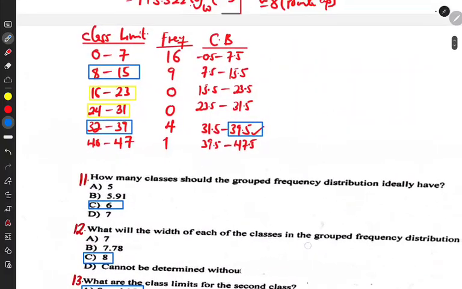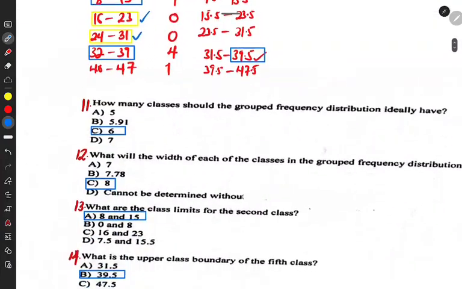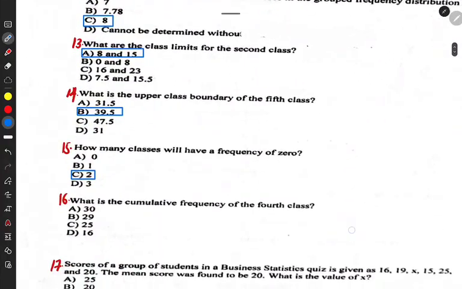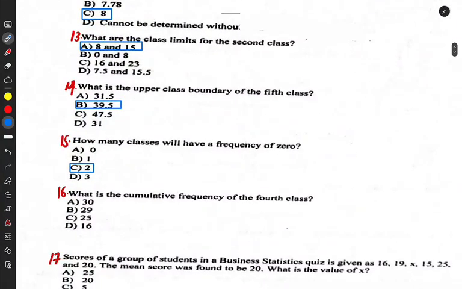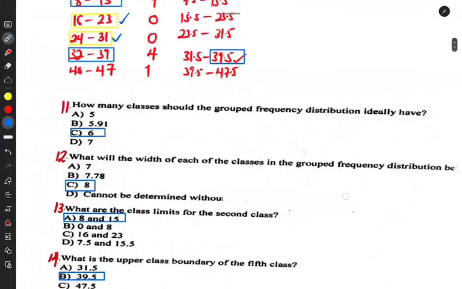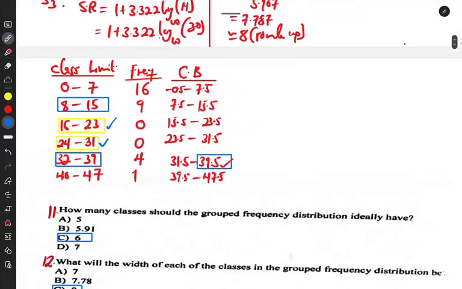Which are 16 to 23 and then 24 to 31. So let's take note of that. Then move on to question number 16. What is the cumulative frequency of the fourth class? So that means we need to have our cumulative frequency coming up generally here.